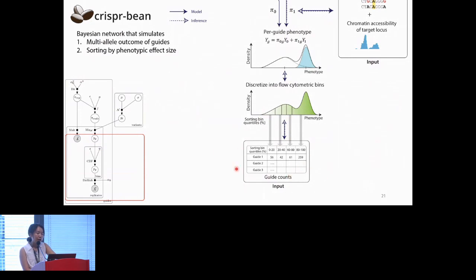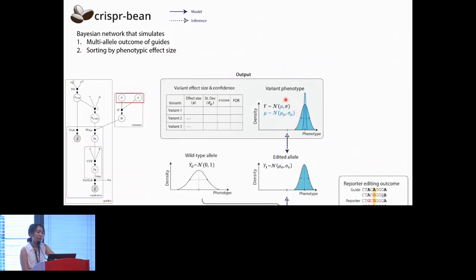And because we have the observation about the guide count and the reporter information, here we are inferring back the posterior variant phenotype using Bayesian network inference, variational inference, to get the posterior estimate of what the variant phenotype is based on our data. So this is how we jointly use the reporter editing outcome and the phenotypic outcome, which is the guide abundance in each sorting bin.